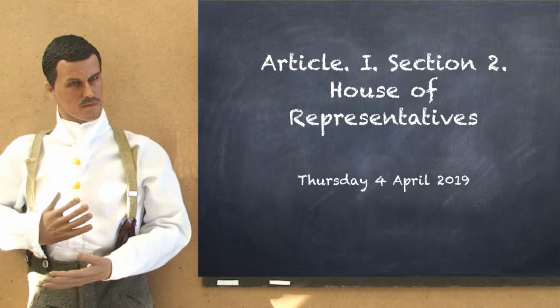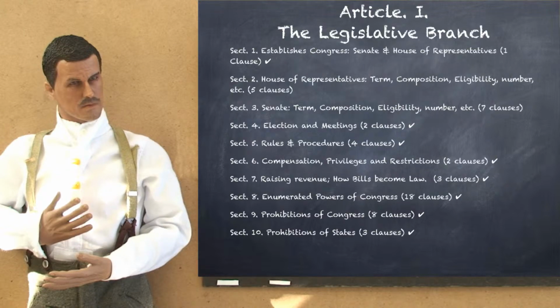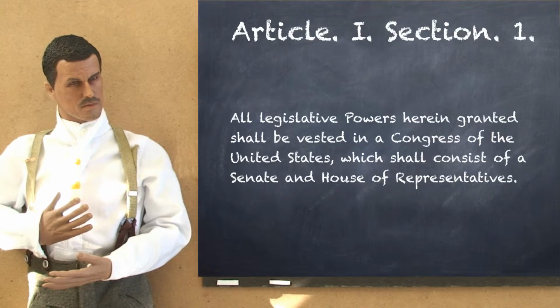Now, if you remember where we left off last time, we had just finished Section 10. So now we've got Article 1, and we covered all the sections except for Section 2 and 3, which 2 covers the House, and 3 is the Senate. So today we're going to do Section 2. But before we do that, we'll just review one more time Section 1, which is pretty short, so we'll just read that one more time.